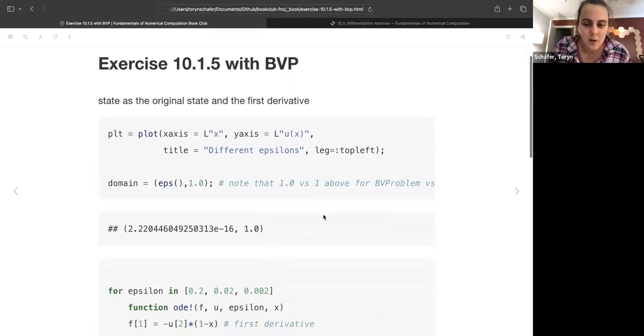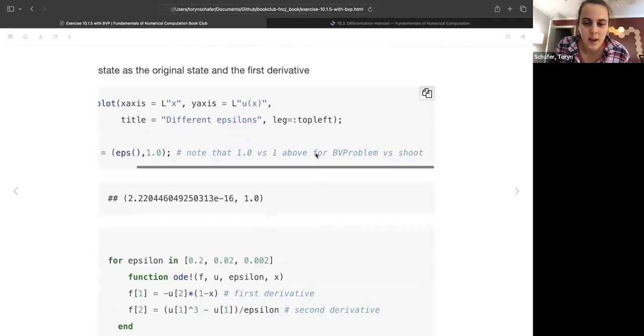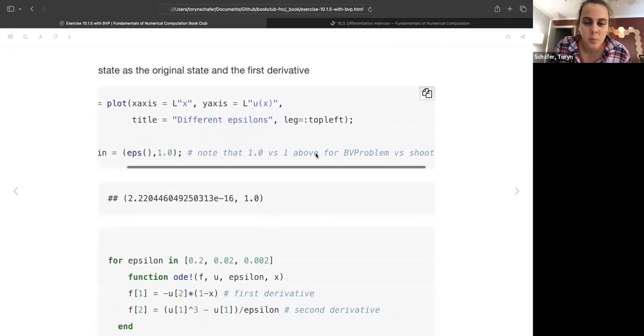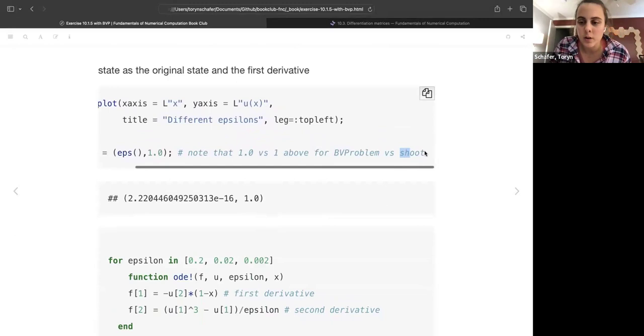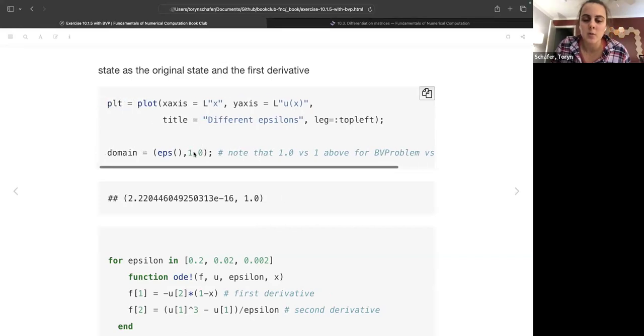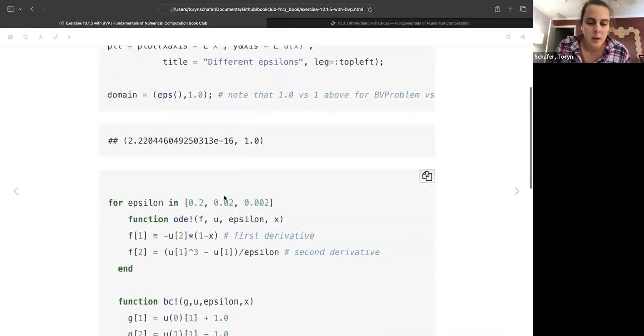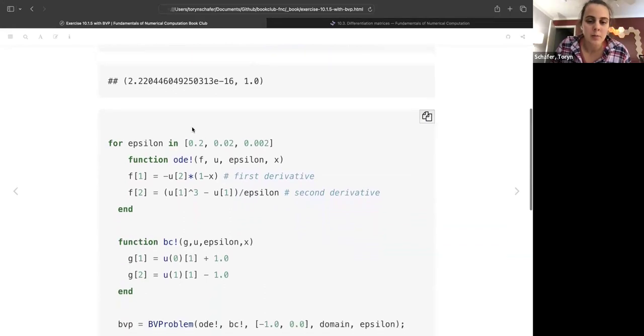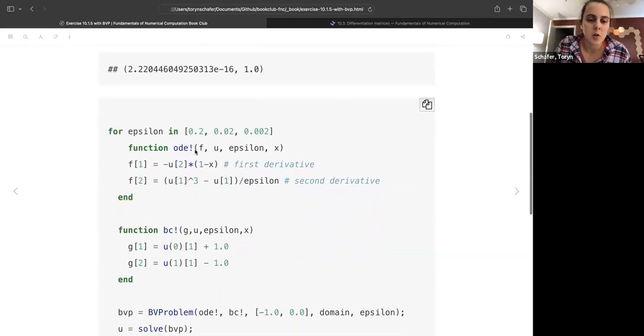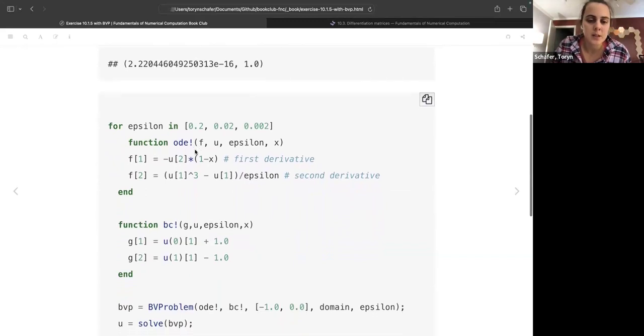Okay, and so some things that I had troubleshot: for the shoot method, you can give the domain like 1, you could have an integer here. But for the BV problem, I was getting issues. I had to change this to 1.0. And then this was the problem that had the epsilon, for different epsilon values. We wanted to solve the system.